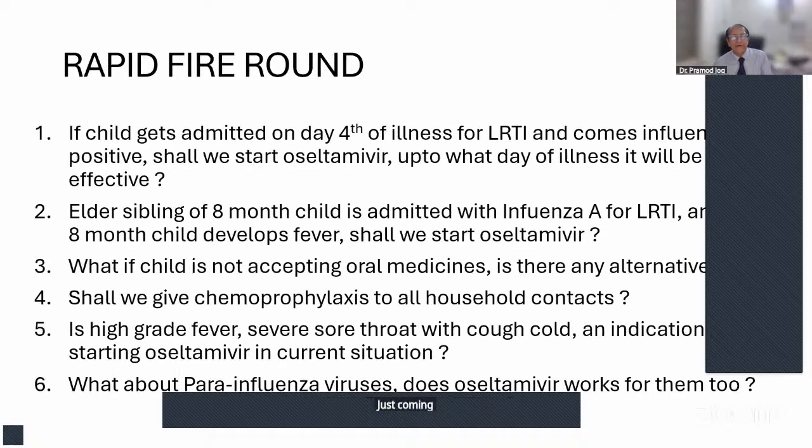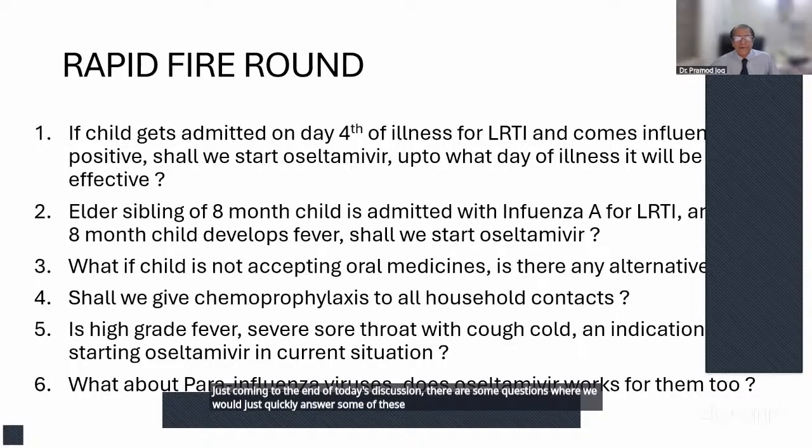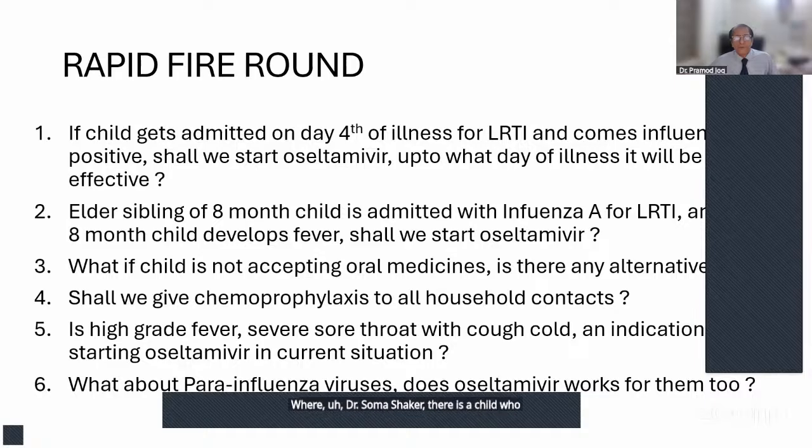Just coming to the end of today's discussion, there are some questions where we would quickly answer some of these queries. Dr. Somashekar, there is a child who is an elder sibling of an 8-month-old child, and he is admitted with influenza A for LRTI, and that younger 8-month-old child now develops fever. Whether we should start Oseltamivir for this younger one in the family?